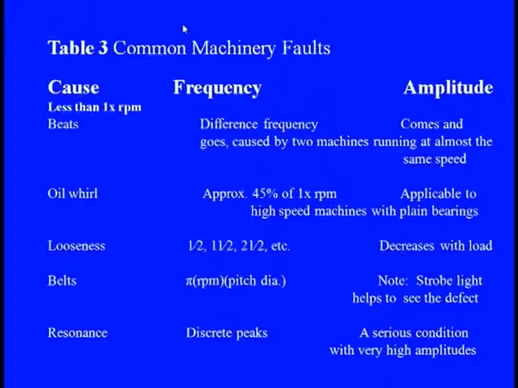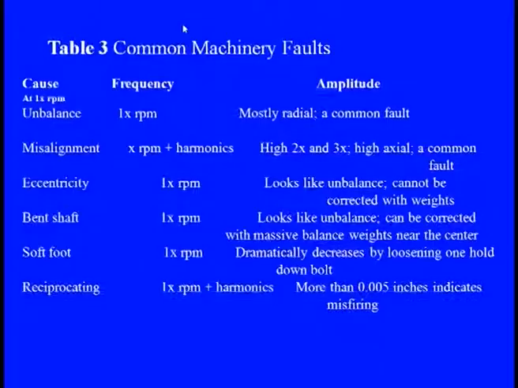So, you see here, these are the various common machinery faults, like we have the beats, we have the oil whirl, we have the looseness, belts or rubs. They always show an exciting frequency less than one rotational frequency. But when we go to the 1x RPM, meaning the rotational frequency in its absolute form, then there is a clear indication of unbalance, misalignment, eccentricity, the soft bow or bent shaft, the soft foot, and the reciprocating features are there with the exciting vibrations.